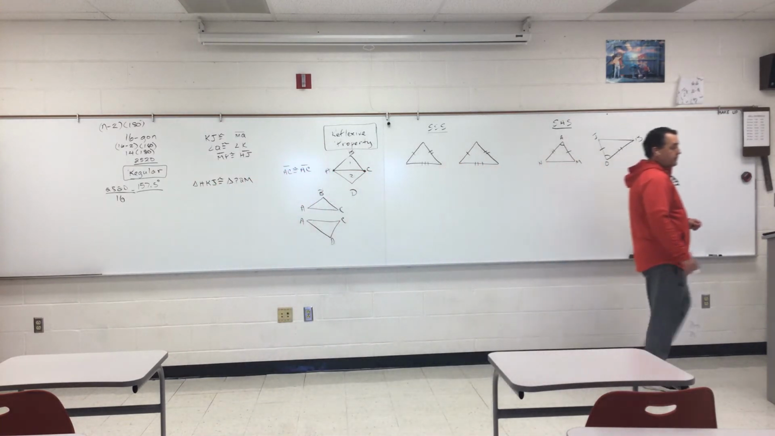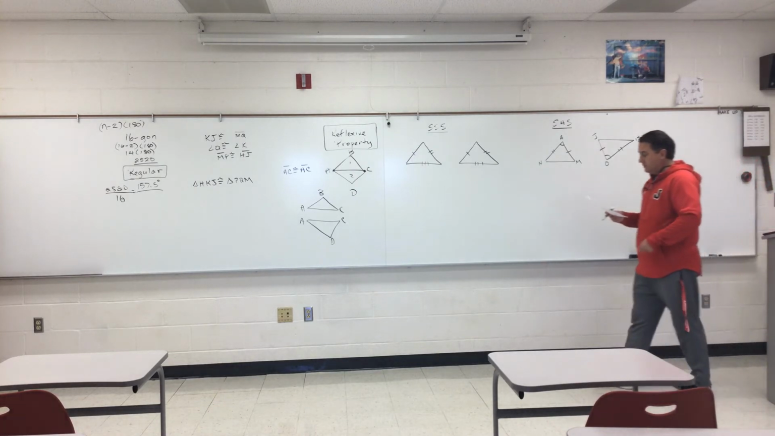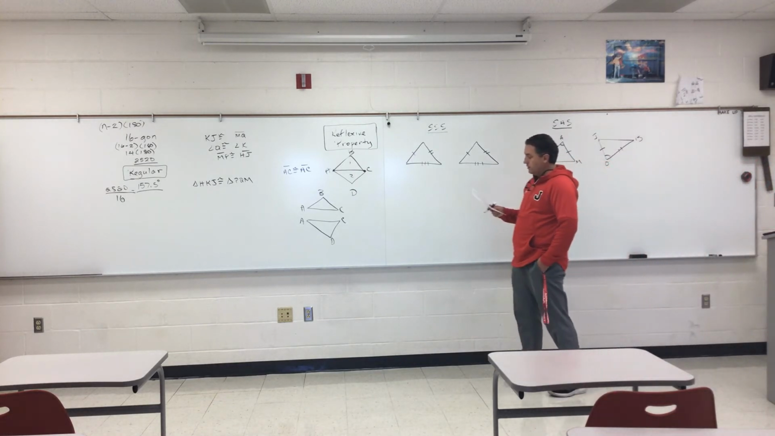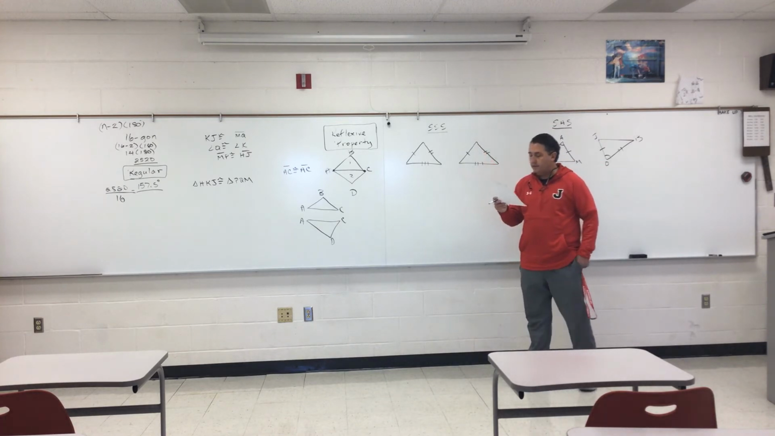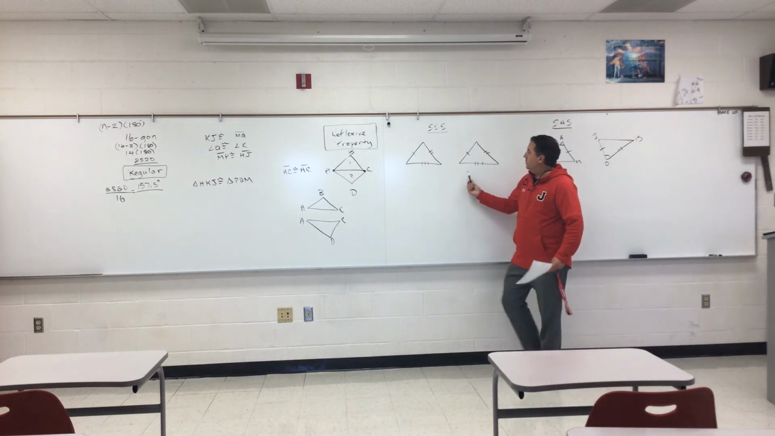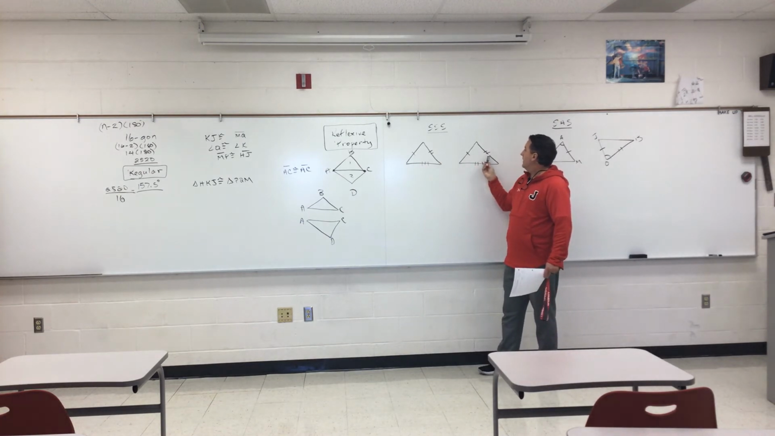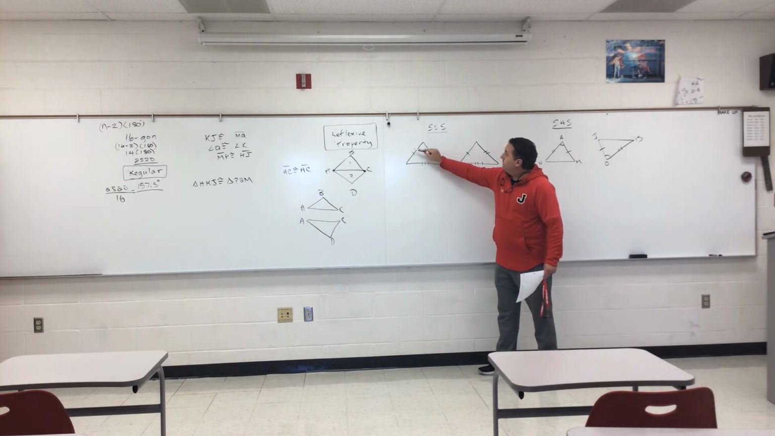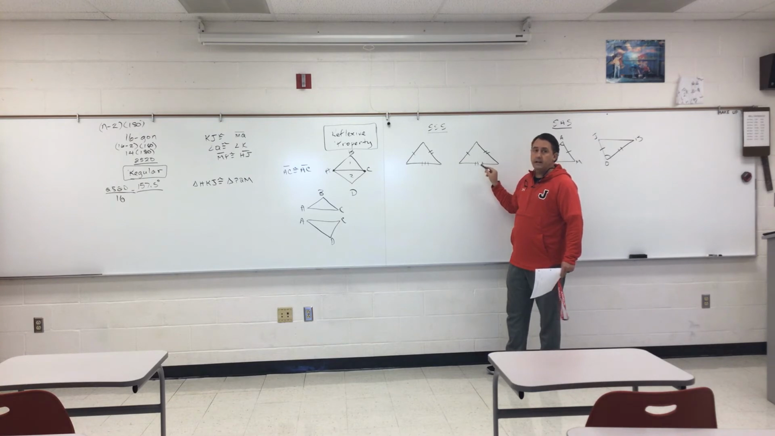Next, side, side, side. Okay, you fill in the blanks: when all the corresponding sides of 2 triangles are congruent, the triangles are congruent by SSS, side, side, side. So here's an example. This side and that side are congruent. That side and that side are congruent. That side and that side. So I have 3 sides and 3 sides congruent. That is side, side, side.